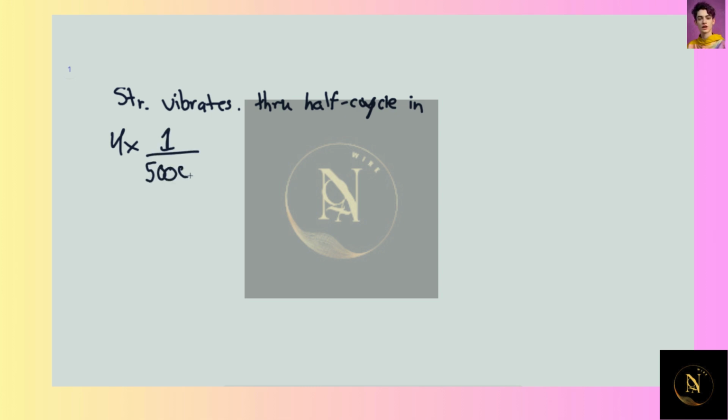So we first need to find some properties of this wave: period, frequency, wavelength. So we know that the string vibrates through half cycle, and then we know that's happening 4 times in 1 over 5,000 minutes, because that's the strobe speed.